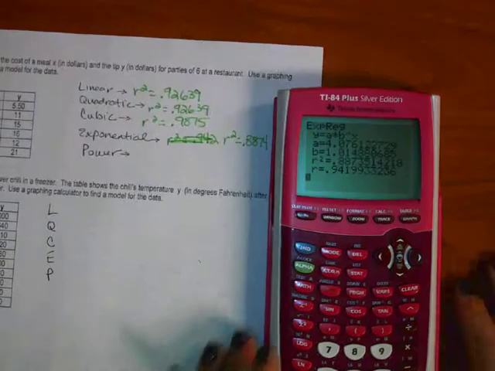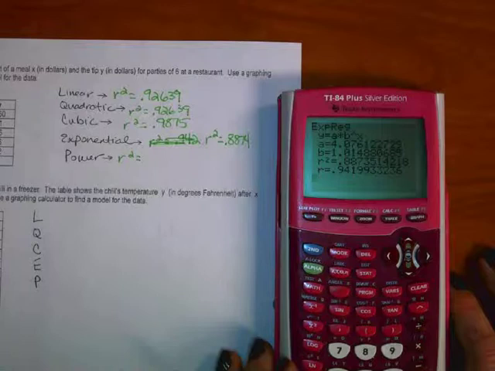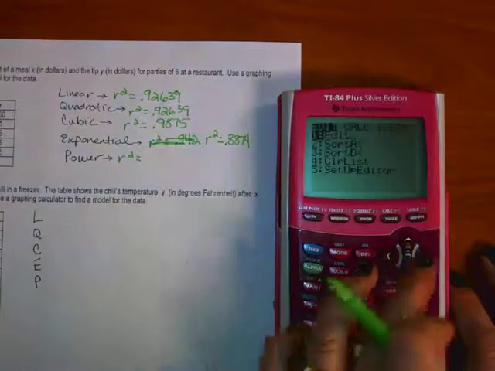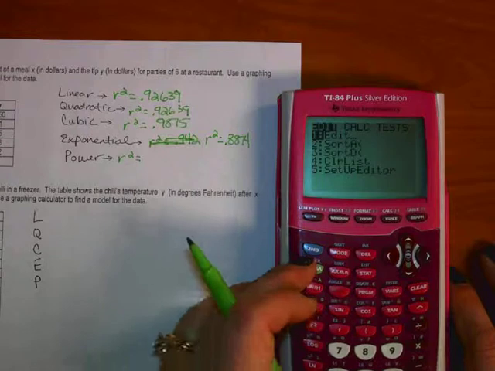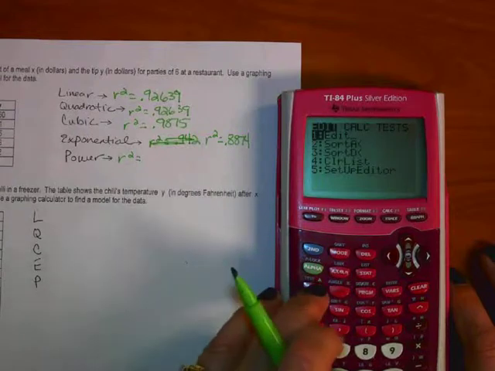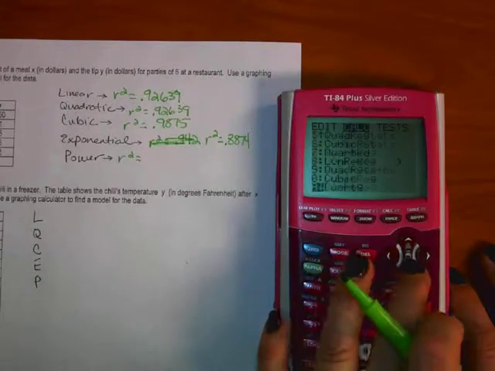Okay, and then let's do power and see what that comes out as. For power there's a shortcut to get to it. You can use alpha A. You see the A there, the green A? Or you can just go and do it this whole way too if you want.